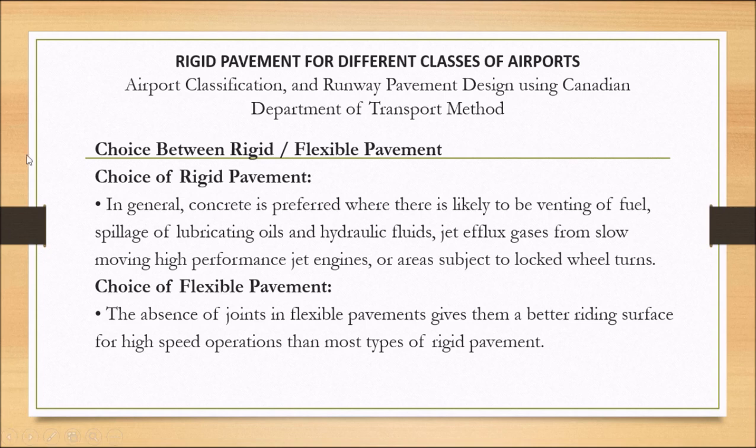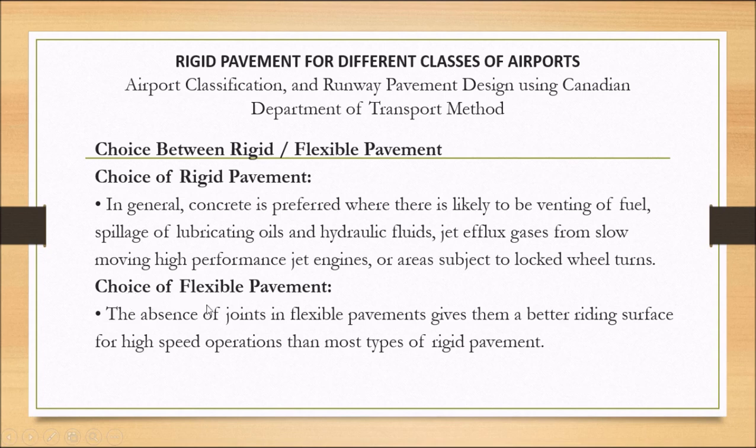Next, we look at the choice between rigid and flexible pavement. In general, concrete is preferred where there is likely to be venting of fuel. Remember, we said that the fuel can dissolve the bitumen. That is fuel spillage of lubricating oil and hydraulic fluid, jet efflux gases from slow-moving high-performance jet engines, or areas subject to locked wheel turns.